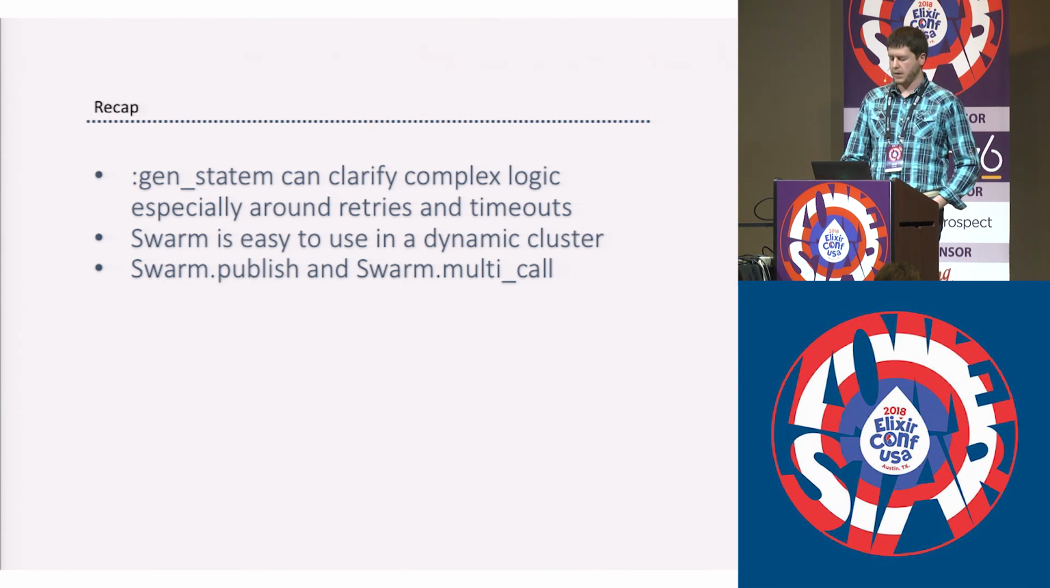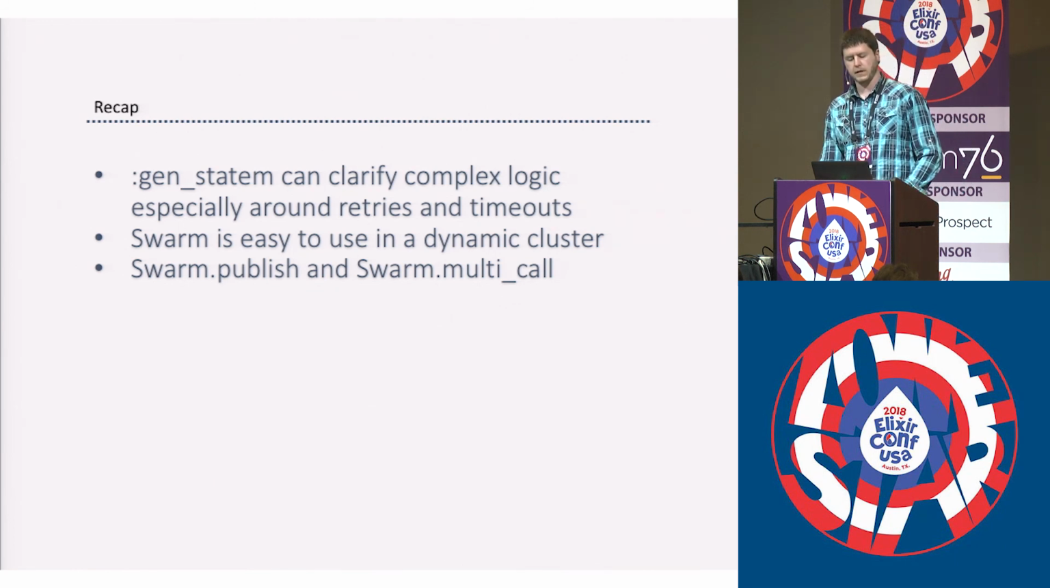And publish and multi-call, while projects like PG2 focus primarily on groups, Swarm focuses on unique registries, but it also does support groups. So if you have a process join a group, you can then send messages to every process in that group, and that process could do some sort of calculation or so on, and then return a message. Multi-call returns a list of all of the responses from the processes in that group.